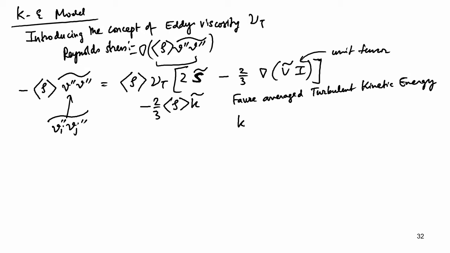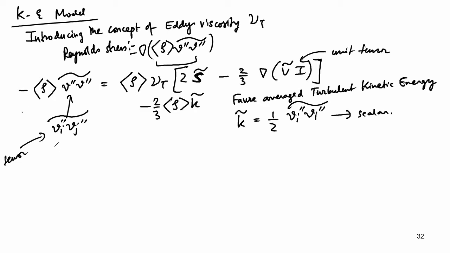The Favre average turbulent kinetic energy is defined as k tilde equal to half Vi double prime squared, tilde. So, this is a scalar defined at a point, whereas this is a tensor. Of course, a scalar is also a 0th order tensor. But this Reynolds stress is a second order tensor with 9 elements inside it. Now, we can define this nu T, which is essentially a kinematic eddy viscosity.